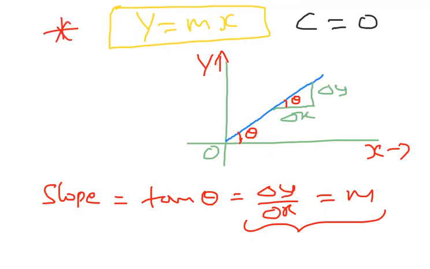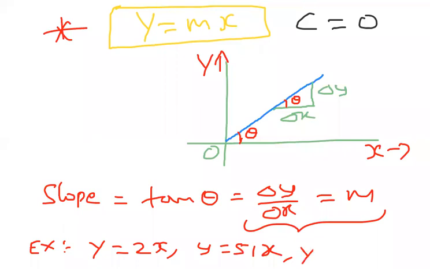The first situation we have is whenever you observe y equal to simply mx. Suppose, for example, y equal to 2x or y equal to 551x, something with only y and x and some constant, or even simply y is equal to x. Then we'll find these things.